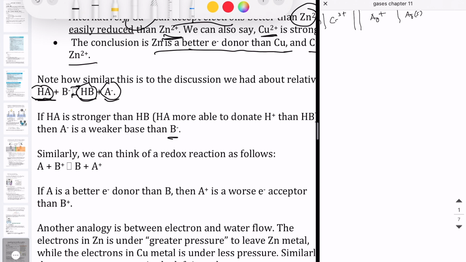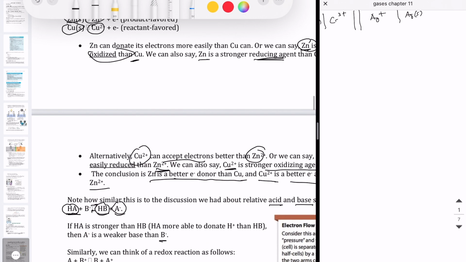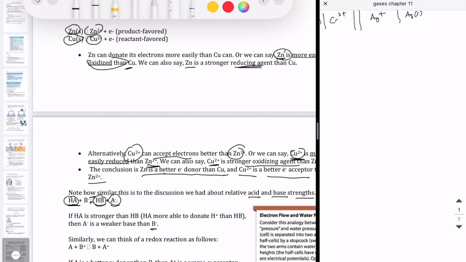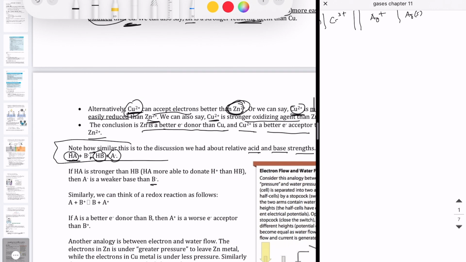This is exactly the same sort of idea that I just talked to you about, but with respect to electron donation. So if zinc is a better electron donor than copper, then the zinc 2 plus ion, which, if you want to think about it in analogy to the acid-base, would be like the conjugate species of zinc, is going to be a worse electron acceptor than copper 2 plus. Just think about how similar that phrasing is compared to this acid-base situation.